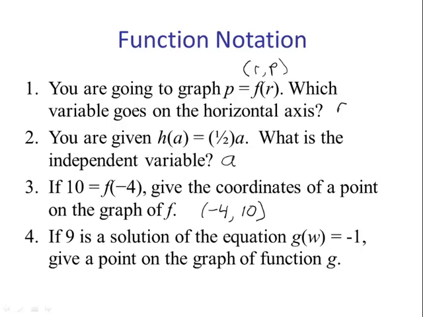Number 4, if 9 is a solution of the equation g of w equals -1, give a point on the graph of the function g. So we know if 9 is a solution to this equation, that tells us 9 is the input, and the output we know is -1, so this point would be on the graph of g.